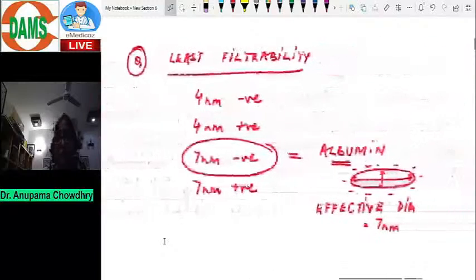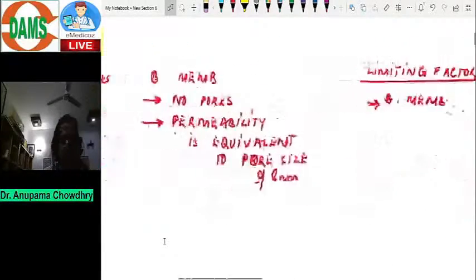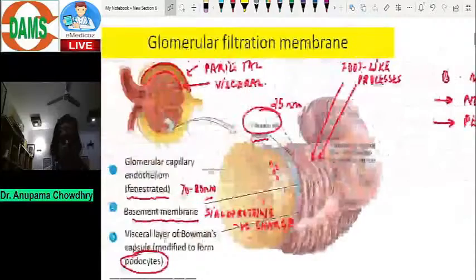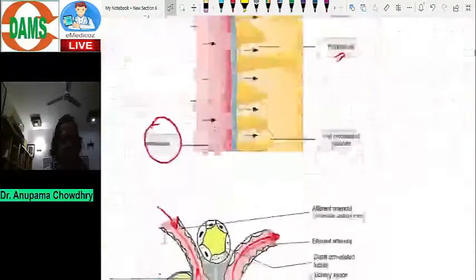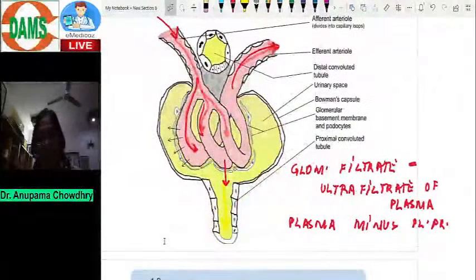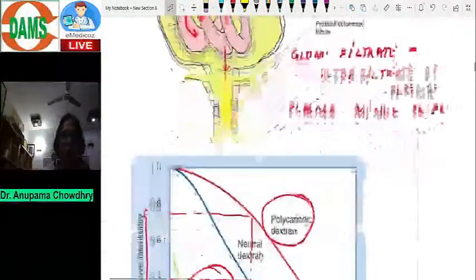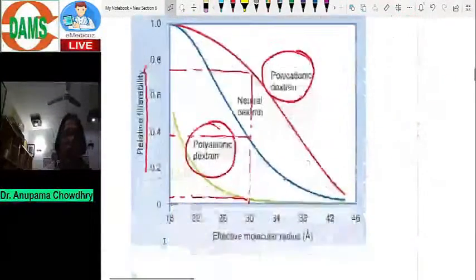I took an important question, which has got the least filtrability. This is going to be 7 nanometers negative, which is albumin, right? Albumin has an effective diameter of 7 nanometers. It has a negative charge, so it is relatively less. It is in fact almost zero, just about 0.2% of the plasma concentration of albumin is present in the glomerular filtrate. Yes, the glomerular filtrate is an ultrafiltrate of plasma. It is plasma minus the plasma proteins.